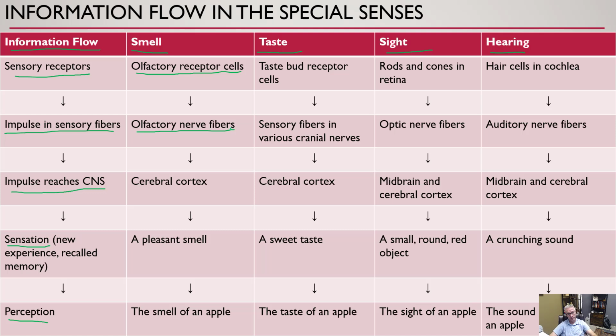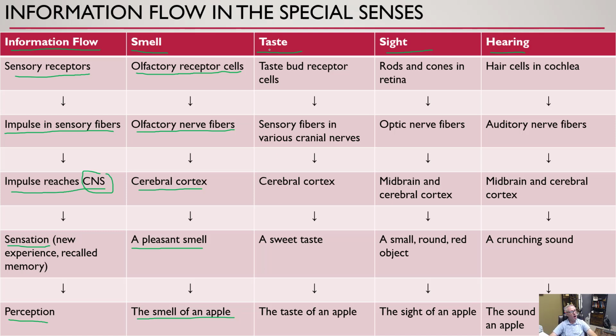It should be cranial nerve number 1. All right, so cranial nerve number 1, your olfactory nerve, then goes to the cerebral cortex. Remember, we have to go to the central nervous system. And then that sensation would be a pleasant smell. And then what we're going to perceive is the smell of an apple or the smell of an apple pie or whatever.